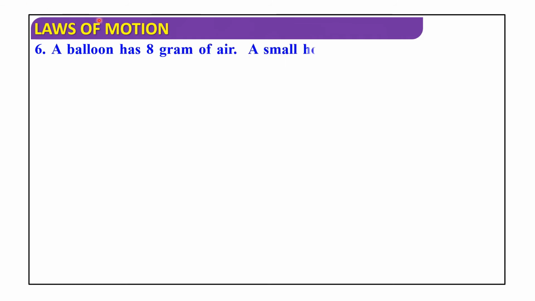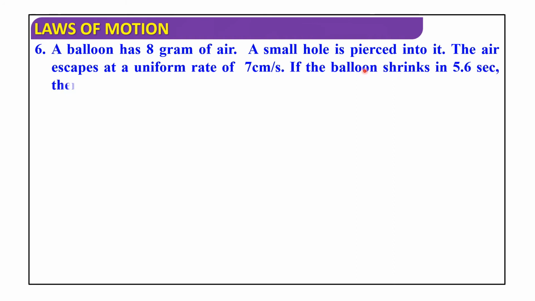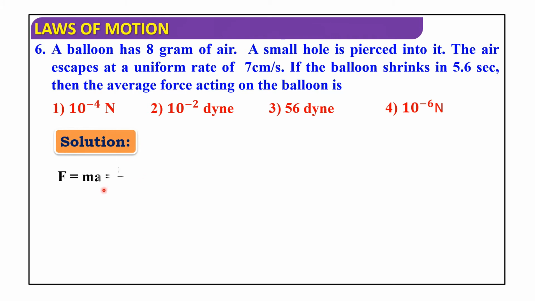A balloon has 8 grams of air. A small hole is pierced into it. The air escapes at a uniform rate of 7 centimeters per second. If the balloon shrinks in 5.6 seconds, then we have to find the average force acting on the balloon. Okay. Here options are given. Now let us go to the solution.